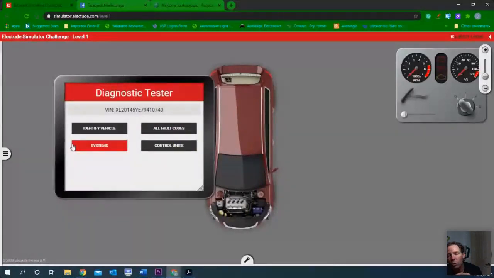I'd probably be having a quick look just to see if there is any communication on the network. And that's just building up a few more facts. From that point on, I'm going to go and have a look at some TSBs, and I'm going to see if anything relates to this particular vehicle in the way of communication faults.